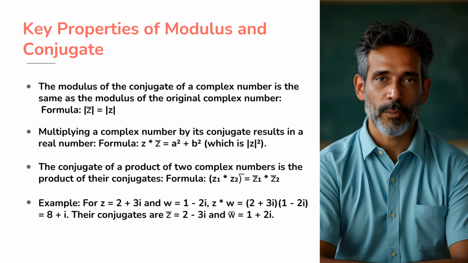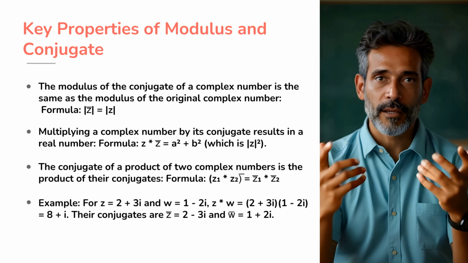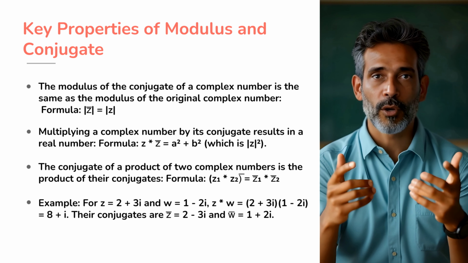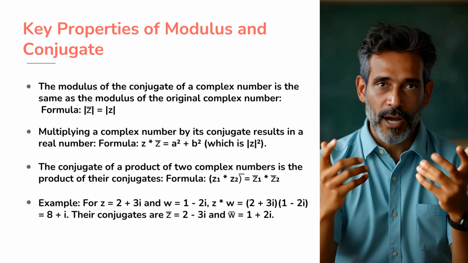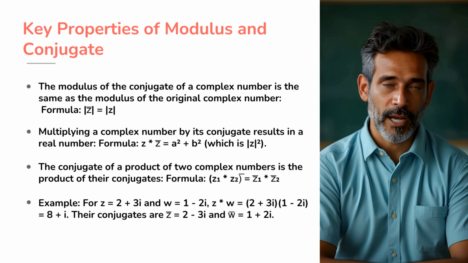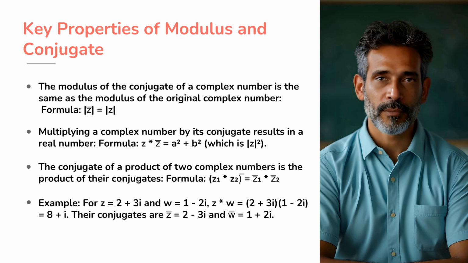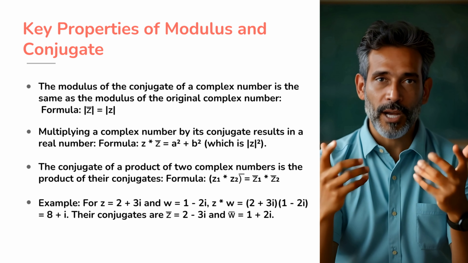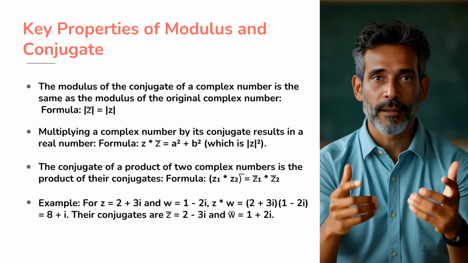Some important properties connect modulus and conjugates. First, the modulus of the conjugate is the same as the modulus of the original complex number. In words, |z̄| = |z|. Second, multiplying a complex number by its conjugate gives a real number. In words, z times z̄ equals a² + b², which is the same as |z|².